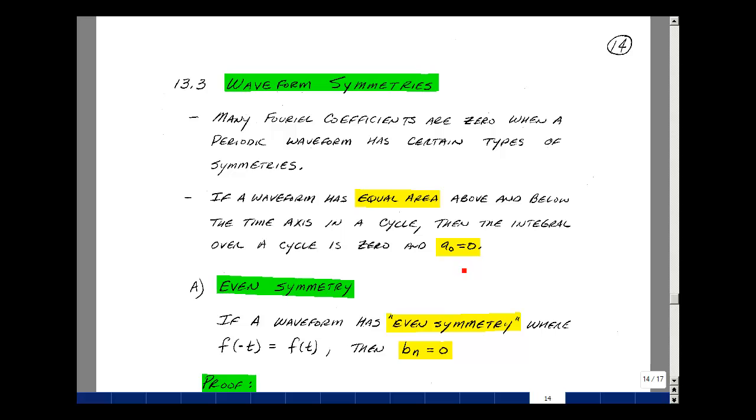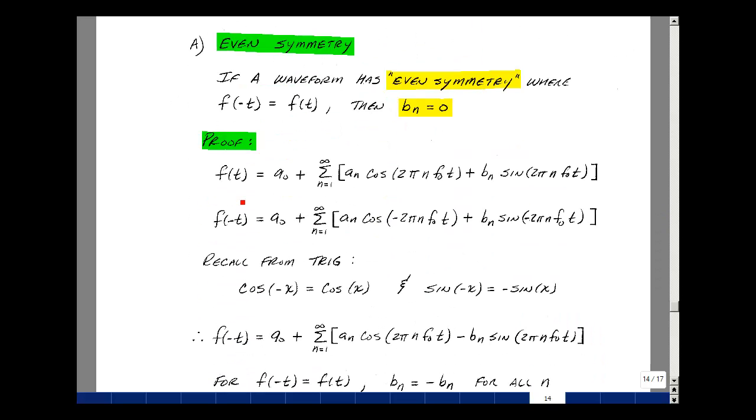Let's take a look at what's called even symmetry. If a waveform has even symmetry, and what this means is that f of minus t is equal to f of t, then b sub n is equal to 0. Now why would that be true? Our definition for f of t is equal to this, and f of minus t is replacing t by minus t. So here's t replaced by minus t, t replaced by minus t.